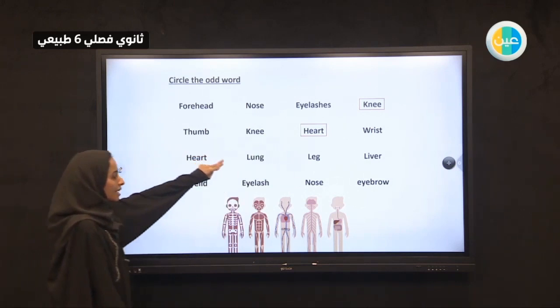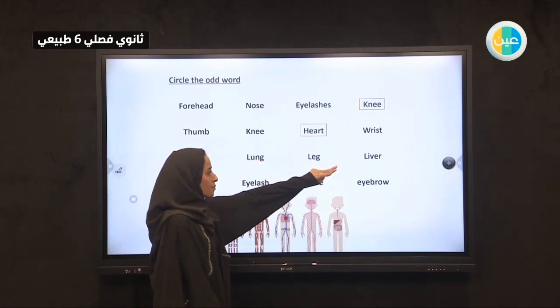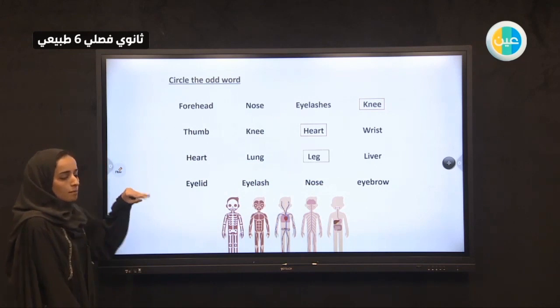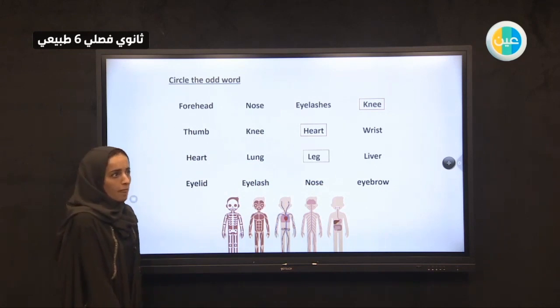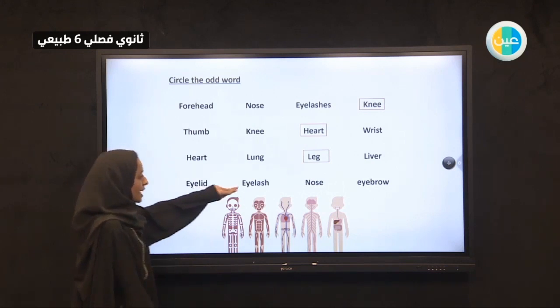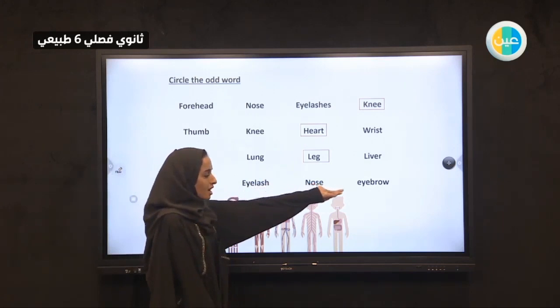Heart, lung, leg, and liver. Which one is different? All of them are organs within the body, but the leg is part of your lower body. Eyelid, eyelash, nose, and an eyebrow.